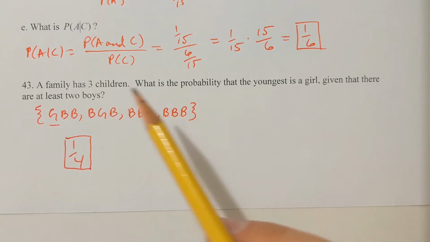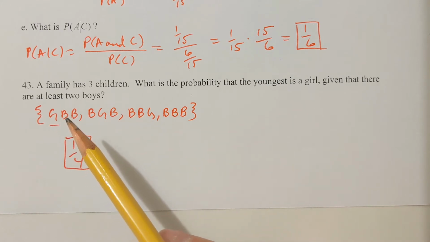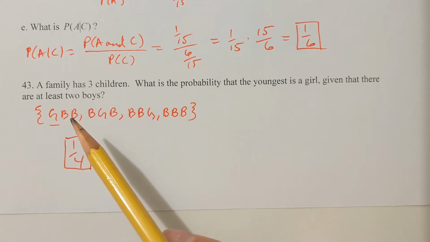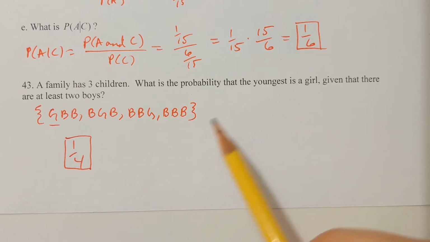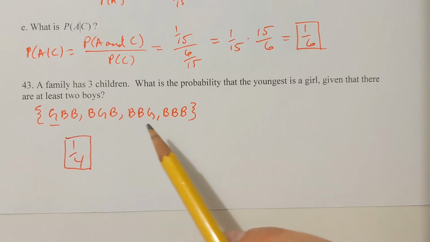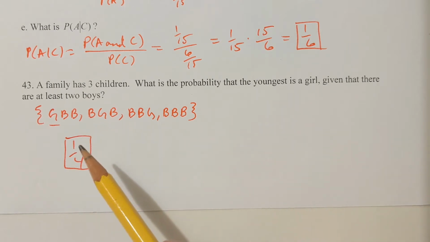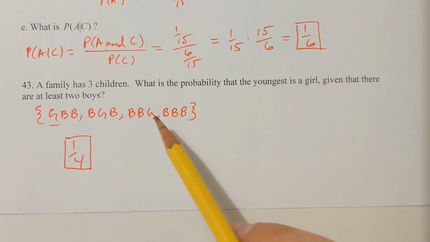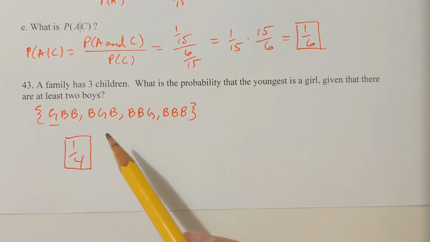A girl born last means that the youngest is a girl. So 1 out of 4 is my answer. I don't see any other elements there with a G listed first there.